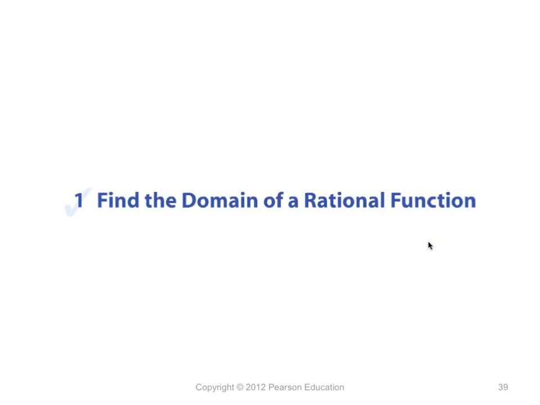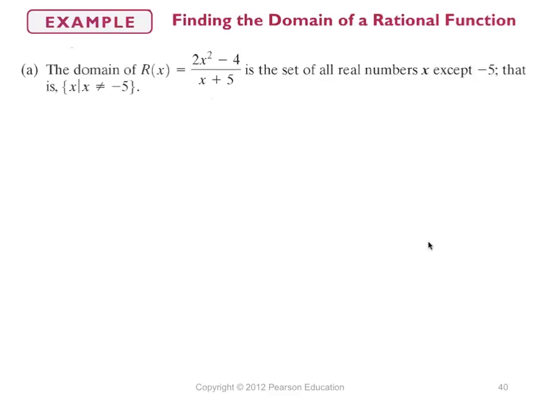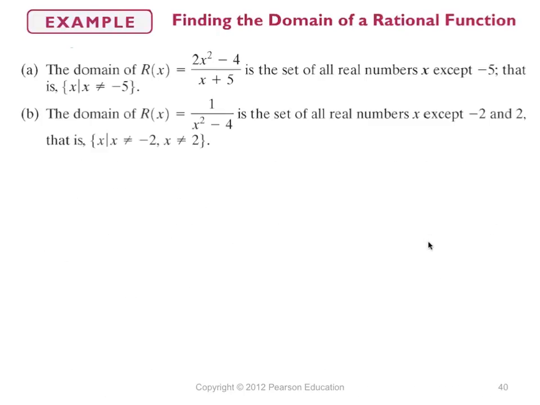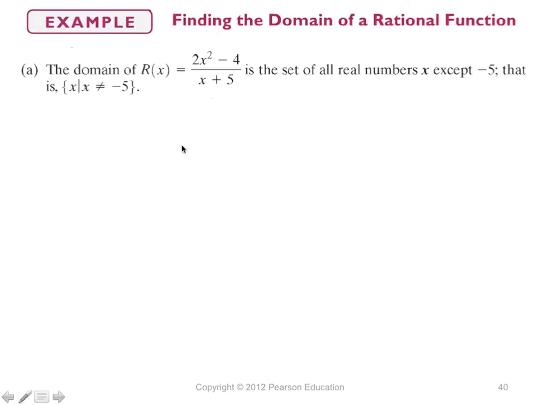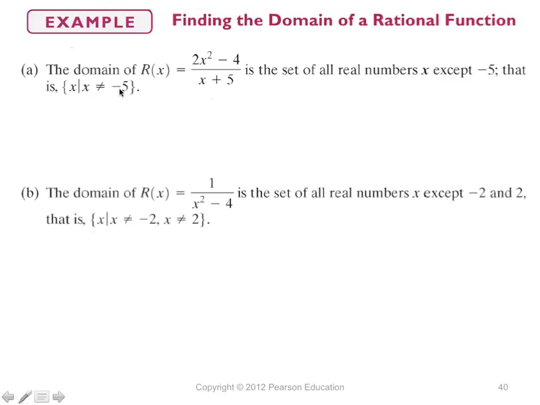We've already done some domain examples that are very similar, but basically what you need to do is set your denominator not equal to 0, and those are the values that you need to exclude. Looking at this one, x plus 5, if you set that not equal to 0, you get x not equal to negative 5. So your domain is all numbers x such that x is not equal to negative 5.